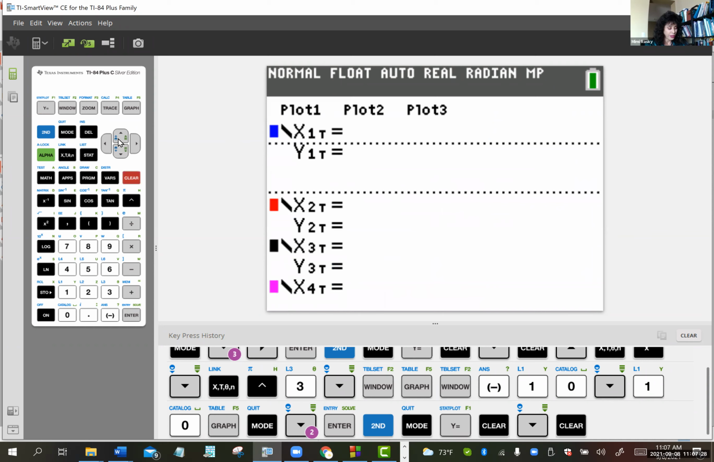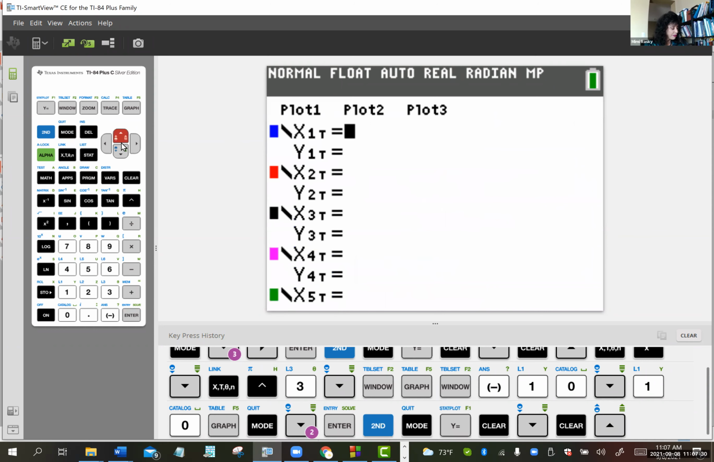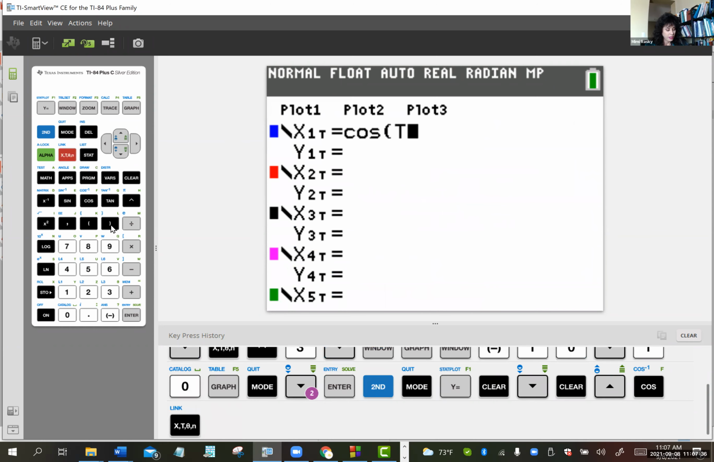Quit out of here, go to y equals, hit my clear key a couple times. I don't want these anymore. My first component of my vector valued function is cosine t. And then drop down to the other parametric equation. I got sine t, fine. I go to your window again.